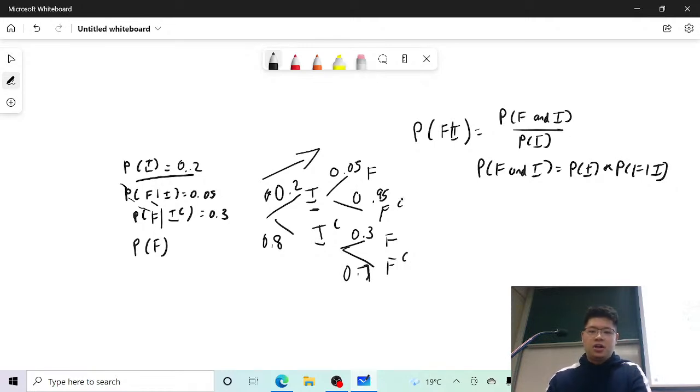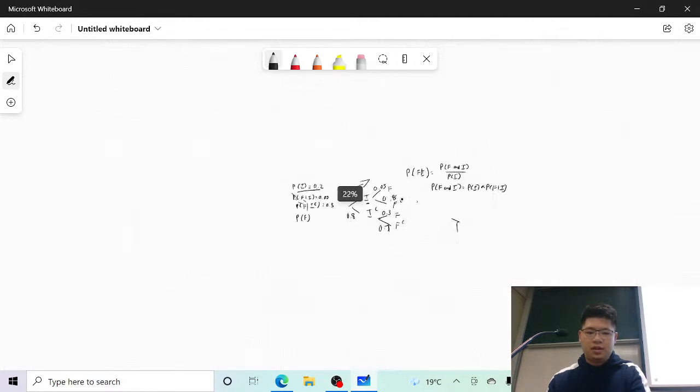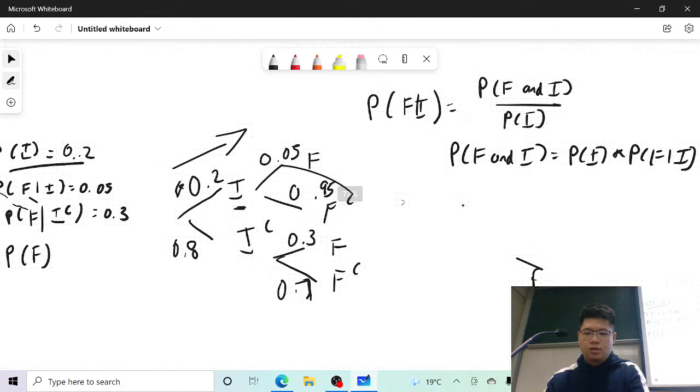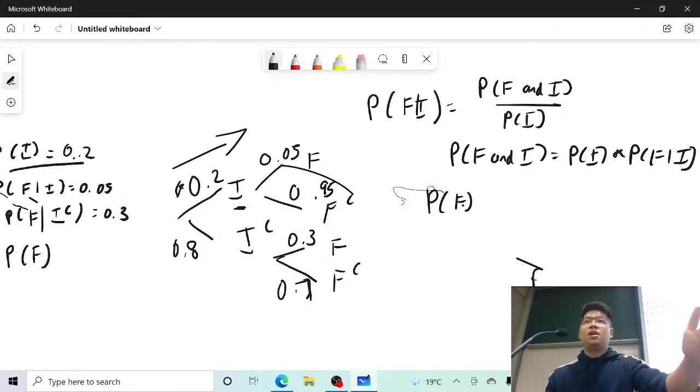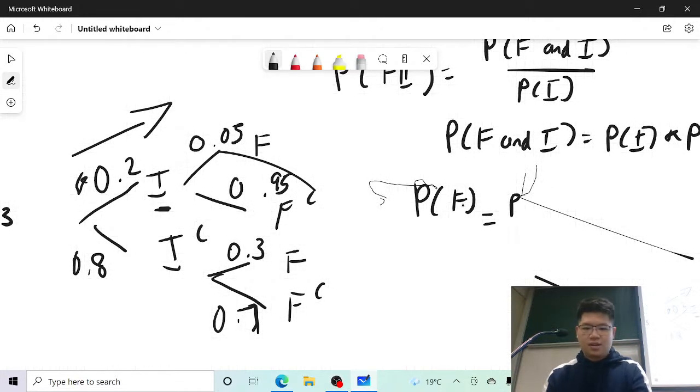So in our question, we are trying to find the probability of you getting the flu. Well, the probability of you getting flu is that you're getting flu and you're immunized, or you're getting flu and you're not immunized. So it's just the sum of these two probabilities right here.